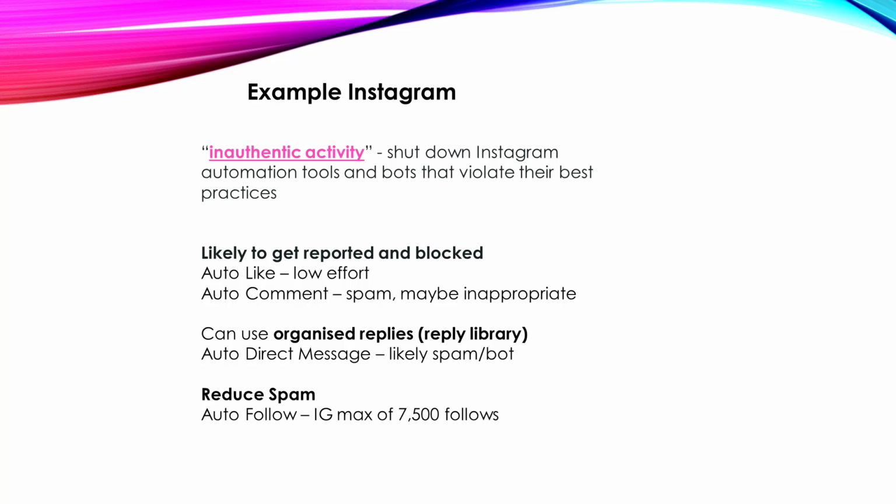Auto follows, particularly in Instagram, you can follow a lot of people, and theoretically some of them or most of them may follow you back. This has led to sort of spammy practices as well. So Instagram have reacted in that situation to try to reduce spam by having a limit of 7,500 follows. This was only introduced in the last couple of years, so if people had more than that at that time, I think they maintained those.